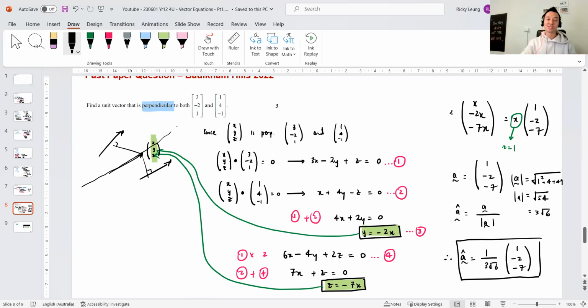Hopefully, vector equations, pretty good start. So the next lesson, I'm probably going to do some questions that involve spheres, and then see where this topic takes me.